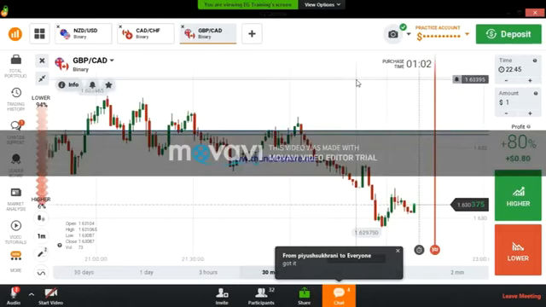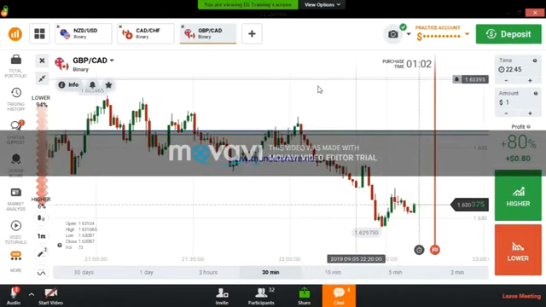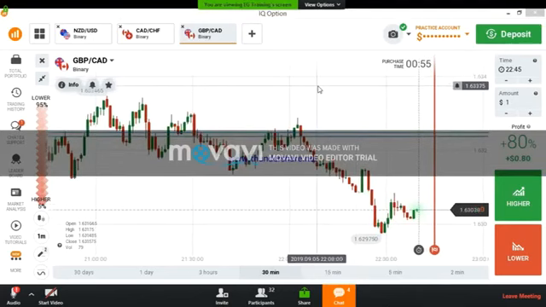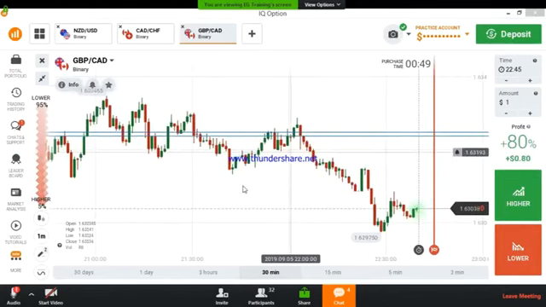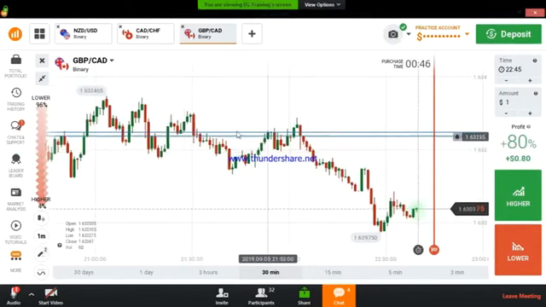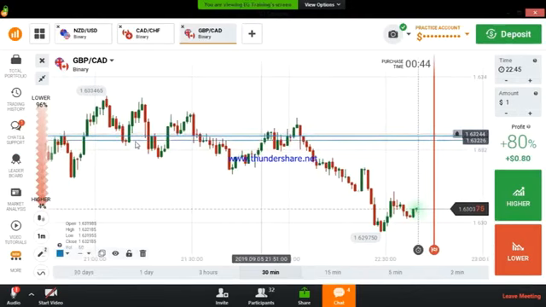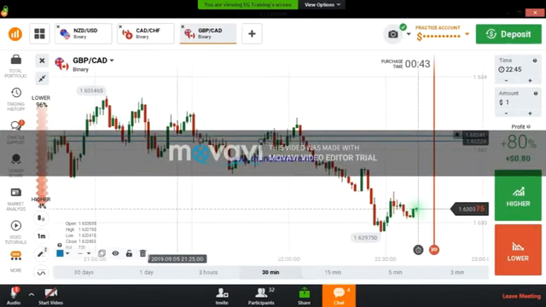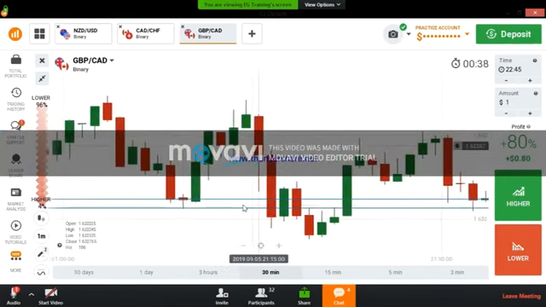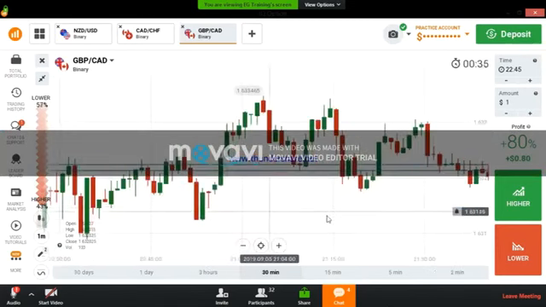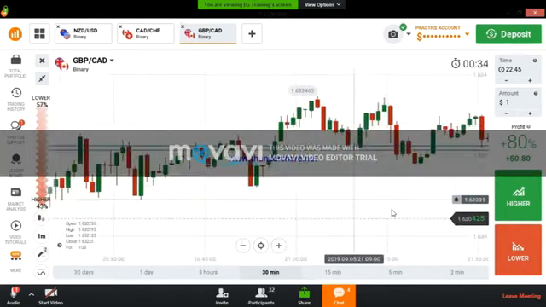Sir, why are you drawing 2 lines? One line is body and one line is wick. I didn't get it. Can you speak loudly? One line belongs to body and one line belongs to wick. These two lines are parallel to each other. Yes, yes, we can draw like this too. We can draw like this too. It's not a problem.